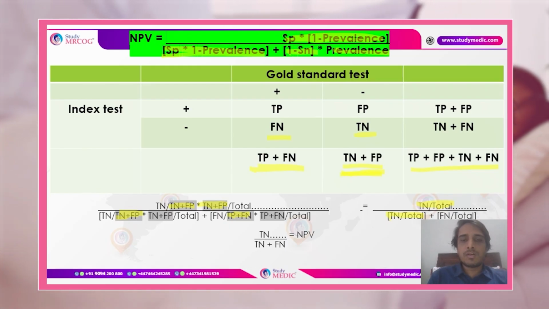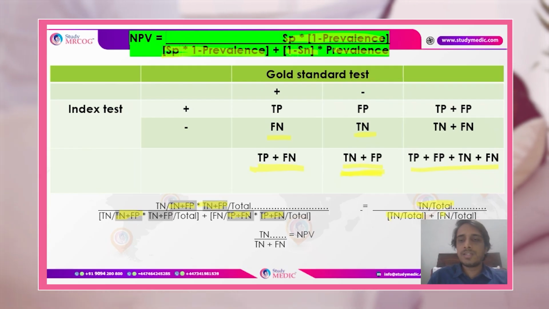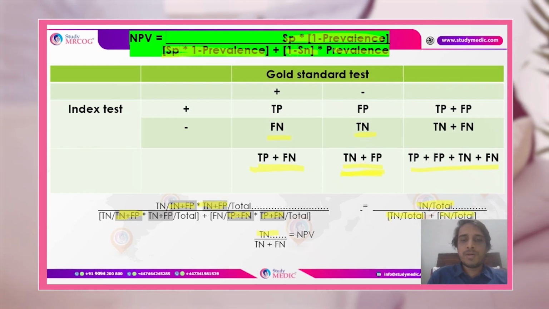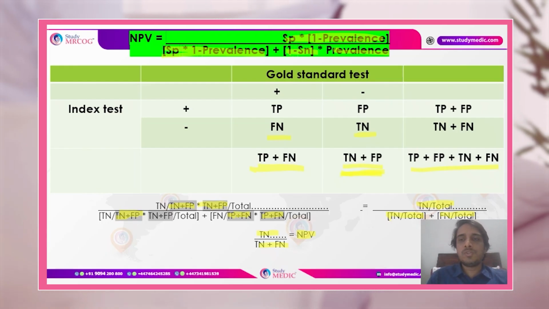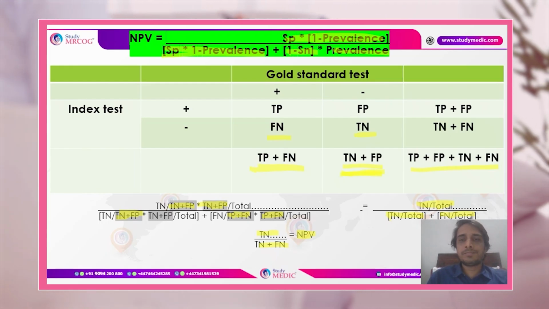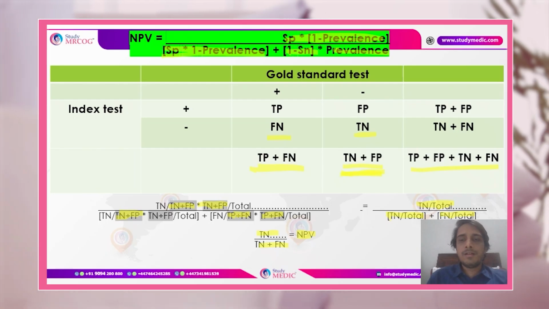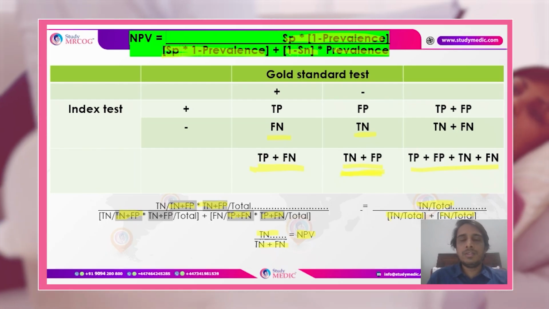So this and this will cancel. It will give false negative by total, which will give us true negative by true negative plus false negative, which is equal to negative predictive value. We can use either of these to solve the negative predictive value. You can pause here and listen again to understand the calculation based on Bayes theorem.